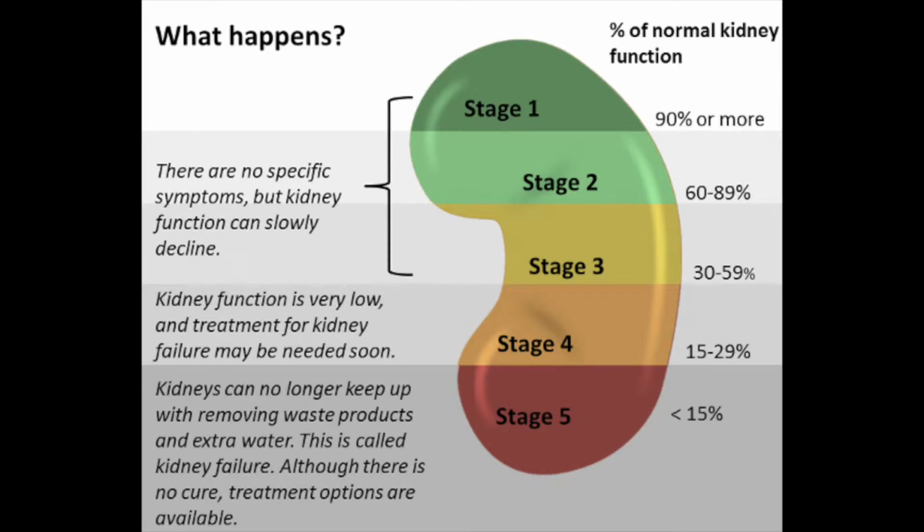As you can see, kidney failure happens in stages. In stages 1 through 3, the decline is slow and not very specific. In stage 4, treatment will be needed soon, and then finally in stage 5, the kidney can no longer work on its own. This is when dialysis is going to need to be continued.